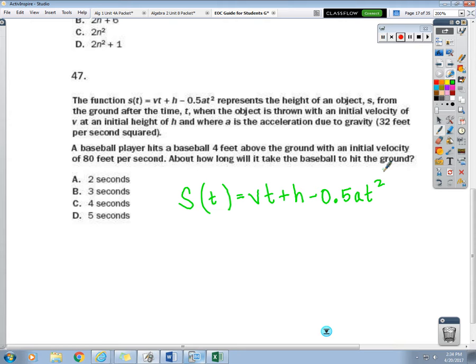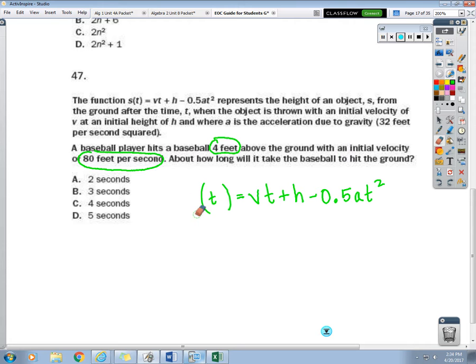Okay, now it says, a baseball player hits a baseball 4 feet above the ground with an initial velocity of 80 feet per second. About how long will it take the baseball to hit the ground? So what are we trying to figure out? Okay, and what does that mean mathematically? How long will it take for the baseball to hit the ground? Where's the ground? 0 feet.